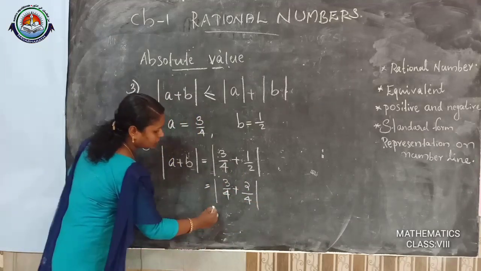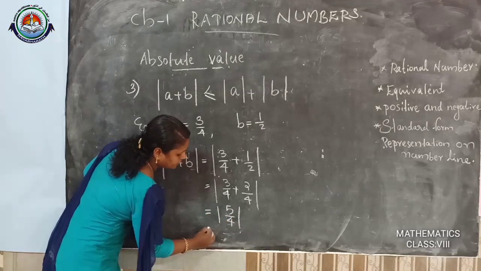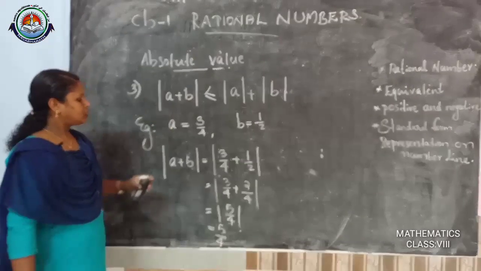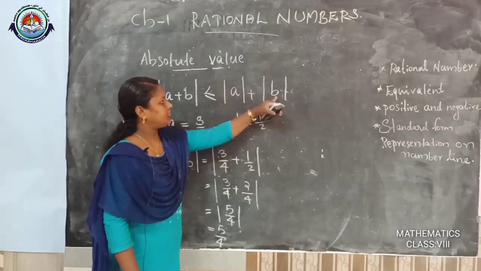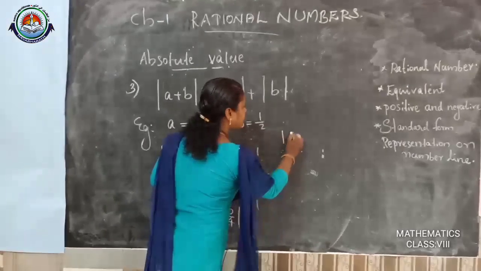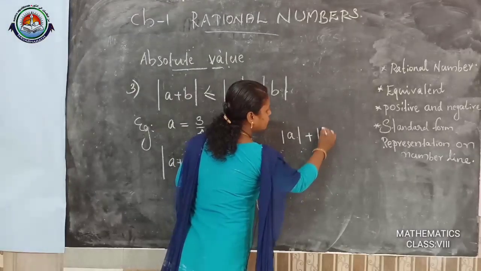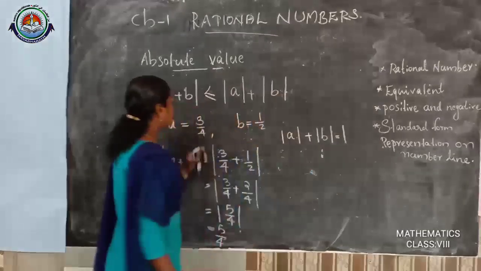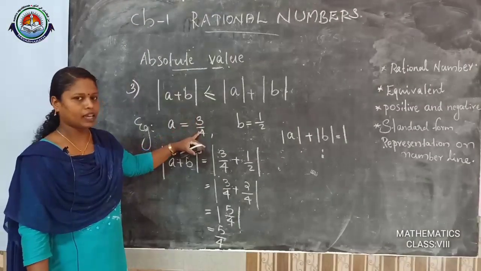Then the absolute value of 5 by 4, which is equal to 5 by 4 itself. And the RHS, the next part, absolute value of A plus absolute value of B equal to absolute value of 3 by 4. Here A equal to 3 by 4.